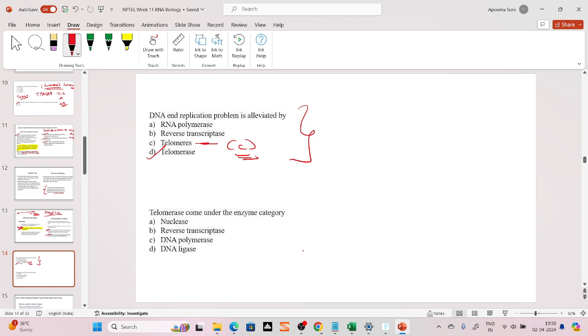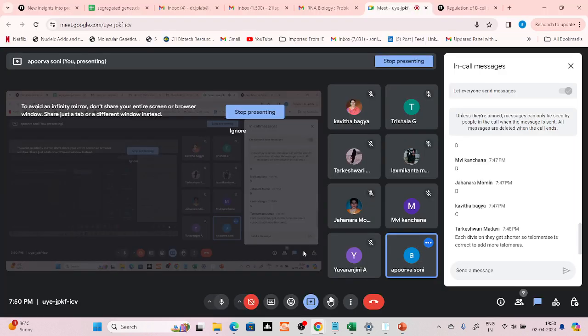But if you just try to think about it, telomeres are already there. Every chromosome has telomeres. The problem is that they are getting shortened and shortened with each replication cycle. That means the correct solution would be to give telomerase enzyme, so that it can renew the telomeres which are getting shortened with each replication cycle. Okay.